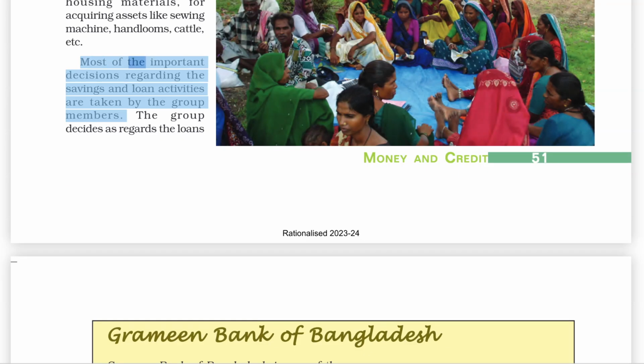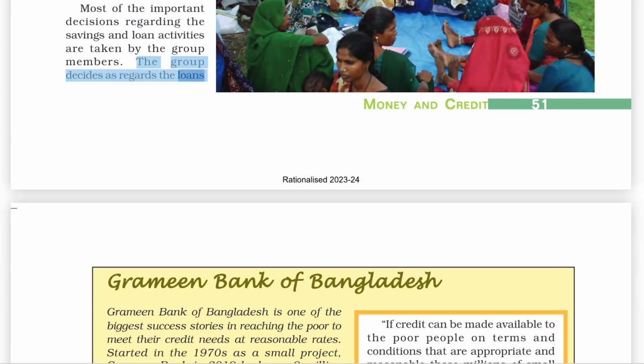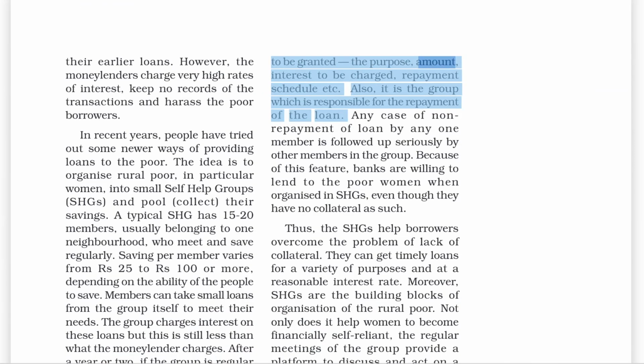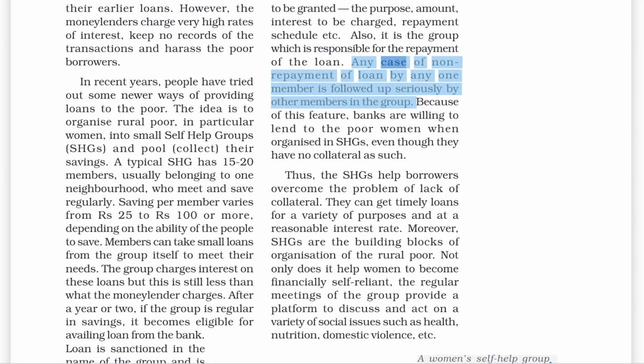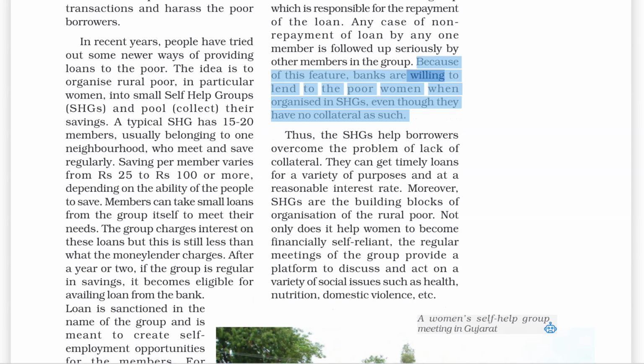Most of the important decisions regarding the savings and loan activities are taken by the group members. The group decides as regards the loans to be granted, the purpose, amount, interest to be charged, repayment schedule, etc. Also, it is the group which is responsible for the repayment of the loan. Any case of non-repayment of loan by any one member is followed up seriously by other members in the group. Because of this feature, banks are willing to lend to the poor women when organized in SHGs, even though they have no collateral as such.